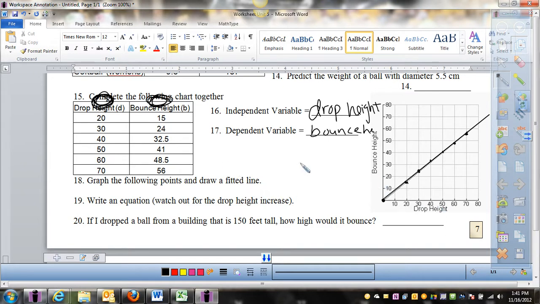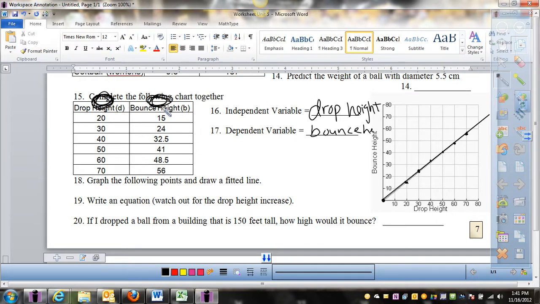So what if I asked you how high does the ball bounce if you dropped it from 75 feet? Go to 75 up to the graph, over. You bounce back about 60 feet. Now, that's kind of nice for the small numbers. What happens if they get big? Well, we then need to have an equation. So, next step is write an equation. And the equation, if you remember, always starts with y equals.